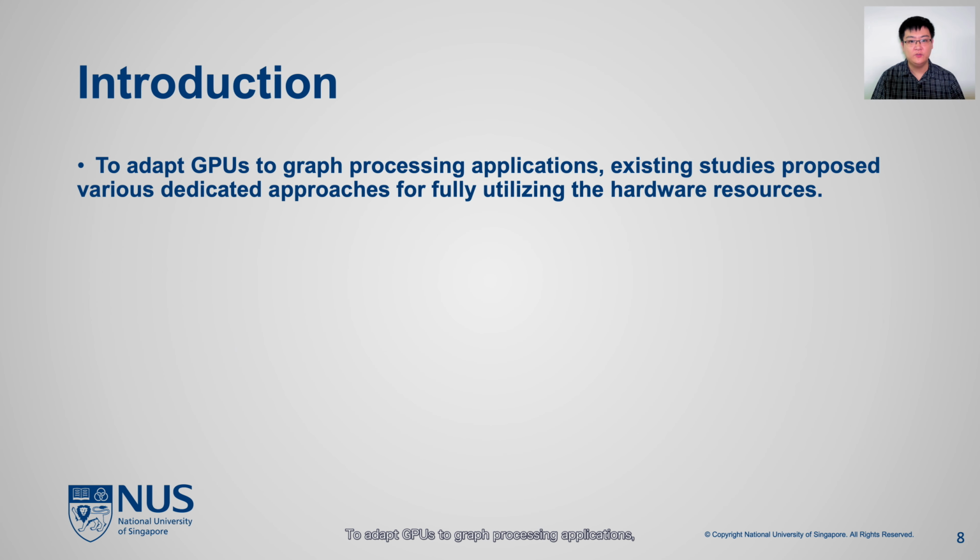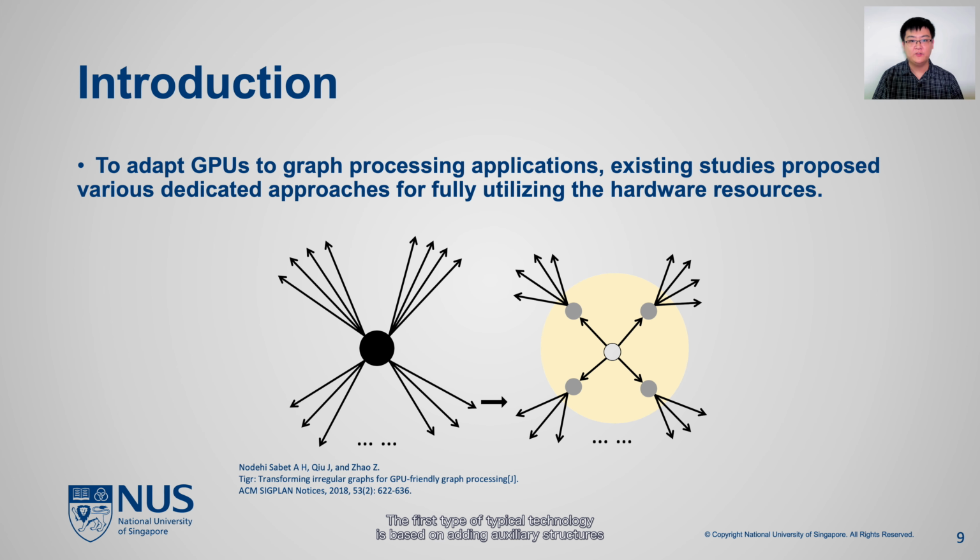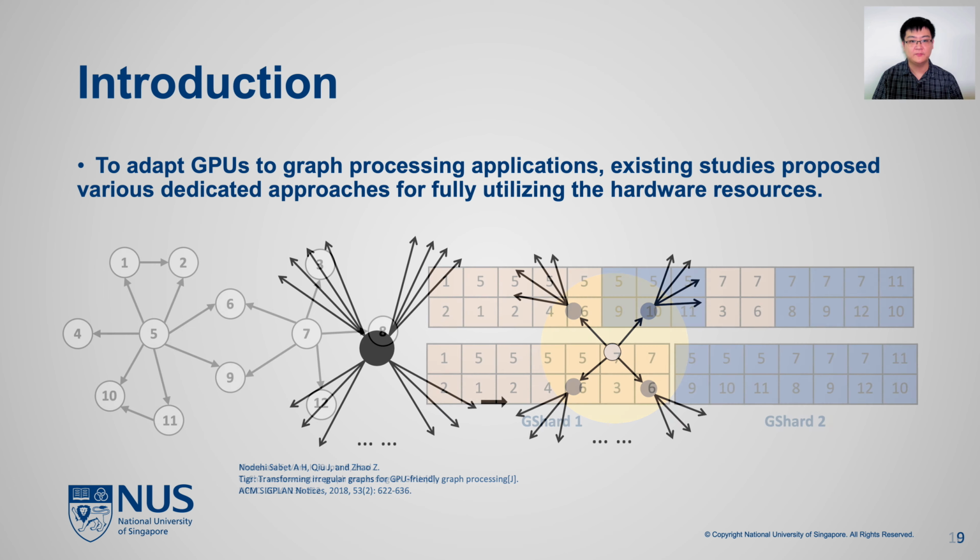To adapt GPUs to graph processing applications, existing studies propose various dedicated approaches for fully utilizing the hardware resources. Let's look at some examples. The first type of typical technology is based on adding auxiliary structures to change the distribution of graphs by generating a revised replica. For example, we can split nodes with a large out degree by adding bridge nodes. It is used to alleviate the parallel load balancing problem caused by the power law distribution of graphs.